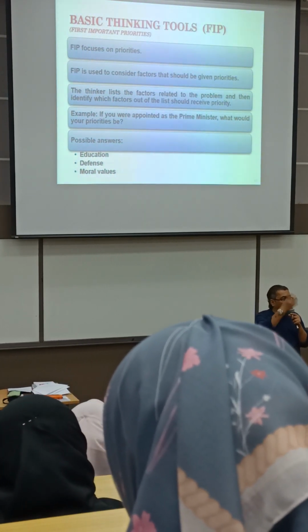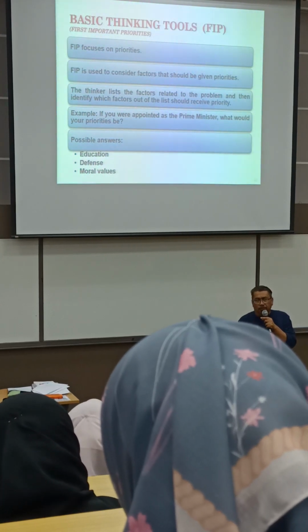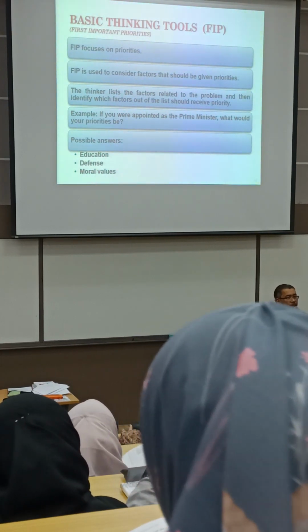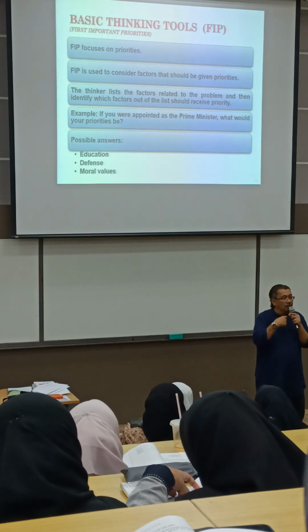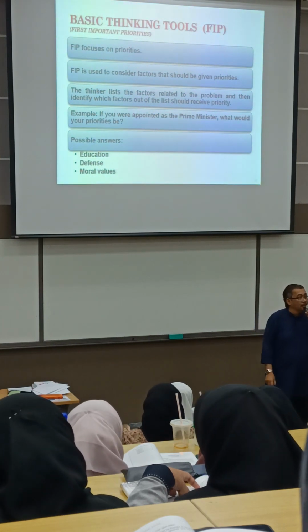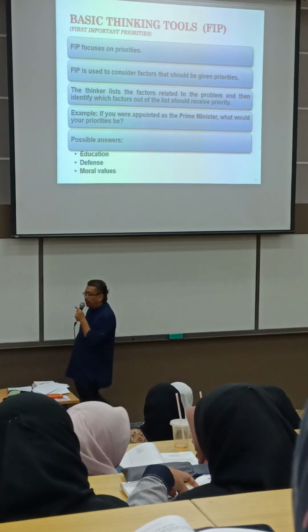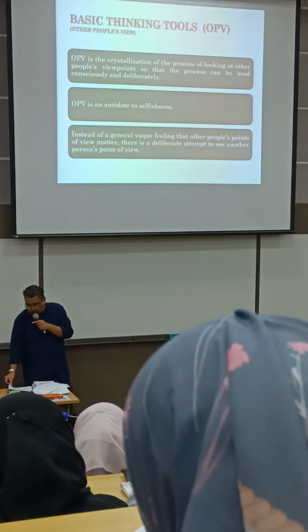If you study Maslow's theory in management, the first basic thing is safety, meaning food. But for us, as a Muslim, the first thing is parents first. Alright, remember that part. That is what we consider first important priorities. Alright, next one is OPV.